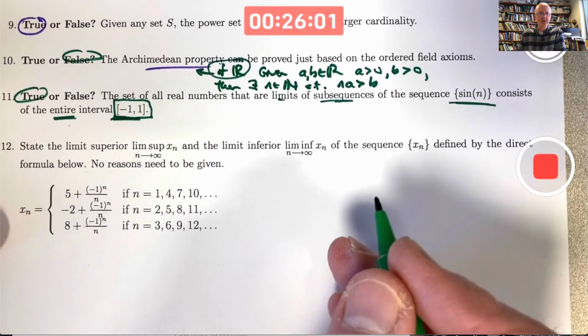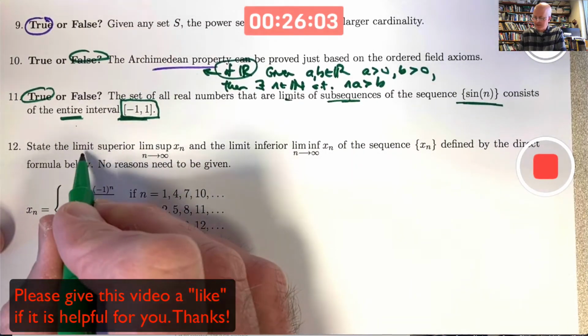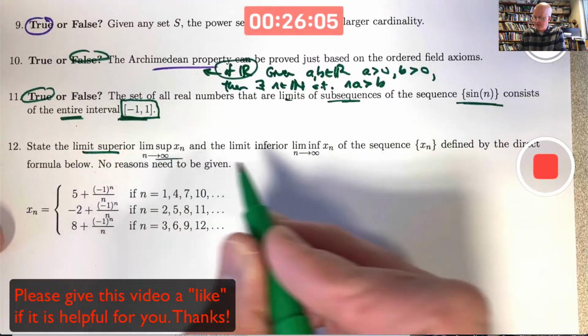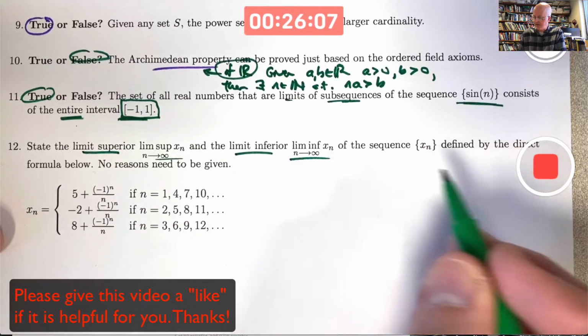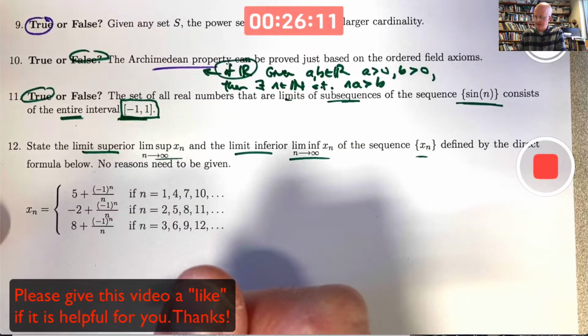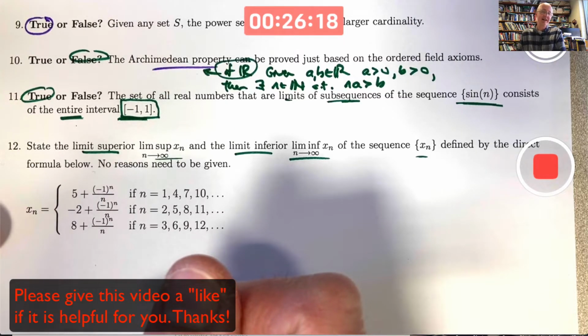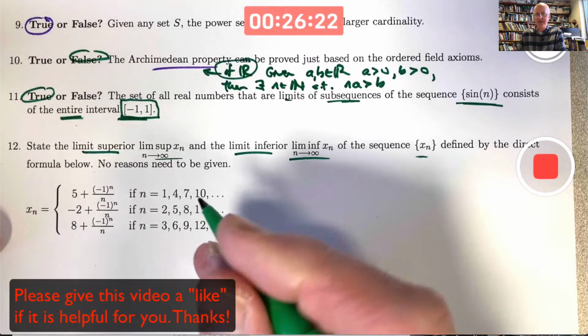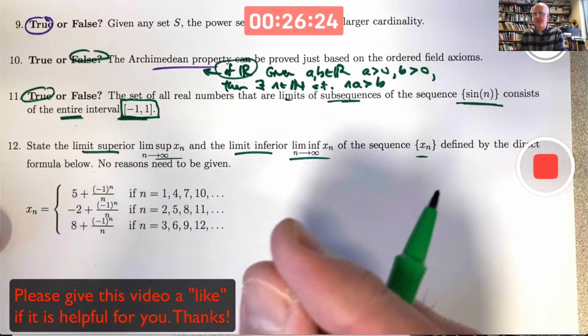Number 12 says, state the limit superior, limsup, and limit inferior, liminf, of this sequence defined by this formula. No reasons need to be given. Okay, what is a limsup and a liminf? I'm not going to define them here. Instead, I'll think about it intuitively in terms of a theorem.